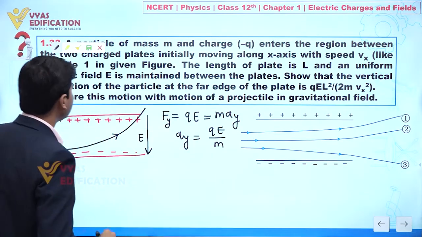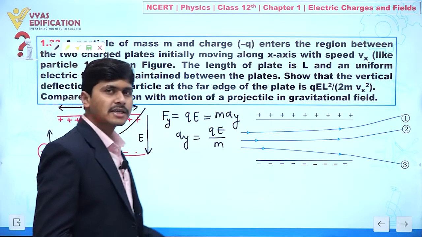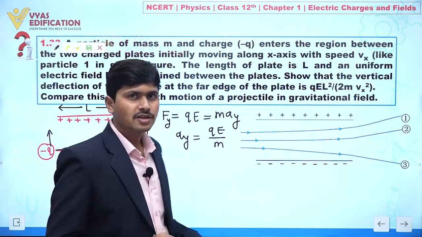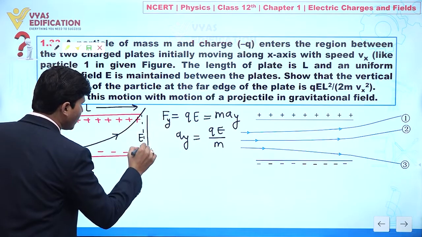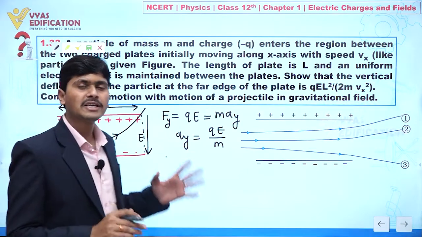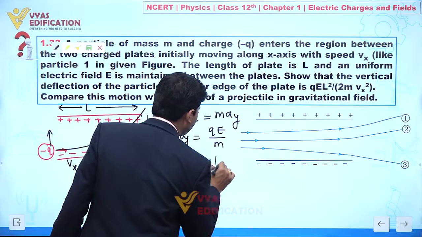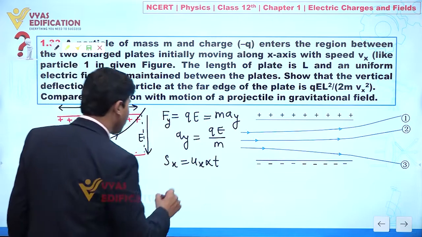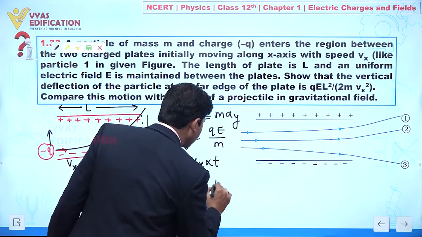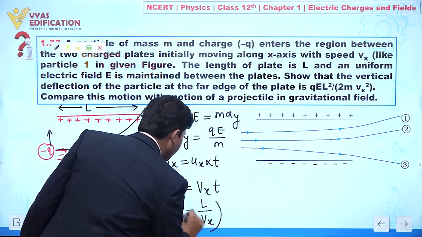Clear? In this question the length of this plate is given to you, this is L. Clear? So we can say in the horizontal direction this charged particle has velocity Vx. Let's suppose from this point to this point the total time taken is t. Clear? We can write like this, because in the horizontal direction no external force is acting, Sx equal to Ux into t. Clear? Sx is given to you, this is L, it is equal to Ux, which is equal to Vx, multiplied with t. Clear? So t should be given by L upon Vx.